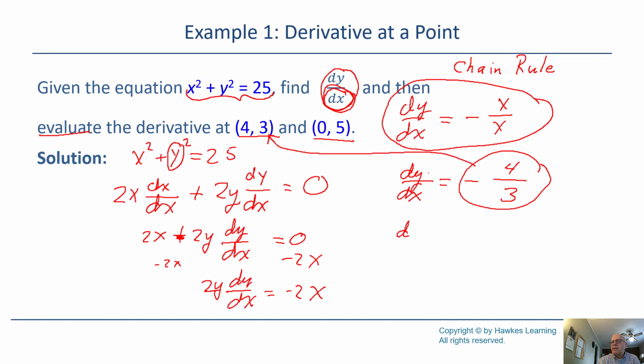You want the other derivative? No problem. dy/dx equals, now you want it for (0, 5). So negative, 0 goes on the top for x, 5 goes on the bottom for y. The derivative is 0. Very simple.